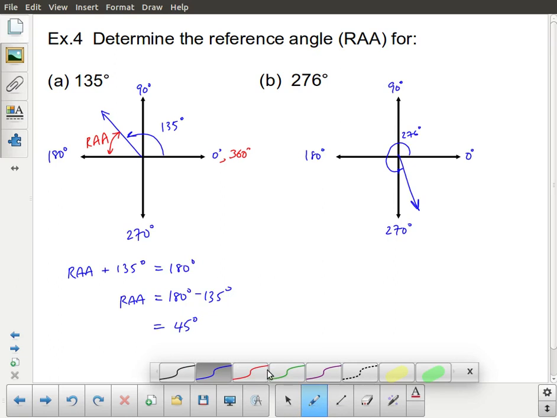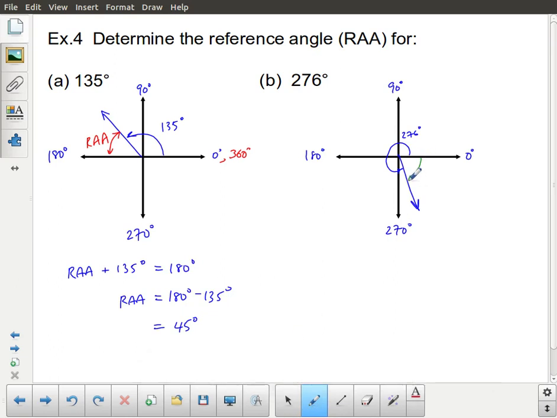We are interested in the related acute angle, which is there, because the closest x-axis is the positive x-axis in this case. There's my related acute angle. What is the relationship between these things? The easiest relationship is just to make the full circle. A full circle is 360. The related acute angle plus the original 276 degrees must add up to a full circle because it brings you all the way back to the x-axis.